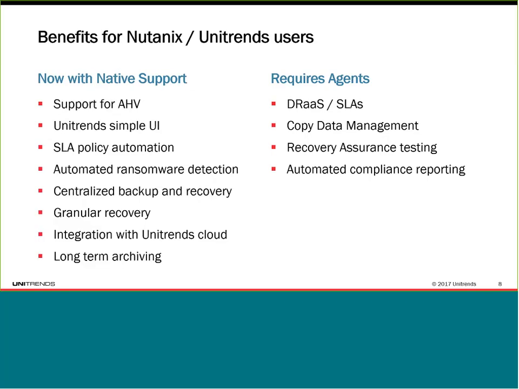So when we talk about some of the benefits for Nutanix and Unitrends users, now with native support, we can do snapshotting for AHV. This is all managed through that single pane Unitrends user interface for backup and disaster recovery, giving you SLA policy automation, automated ransomware detection, and really just centralizes your overall backup and recovery process for full machine recovery, for granular recovery, even for offsiting data to Unitrends cloud and long-term archiving. With agents, you get DR as a service, automated DR testing through copy data management, and automated compliance reporting and recovery assurance testing as well.